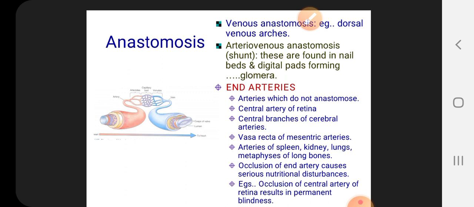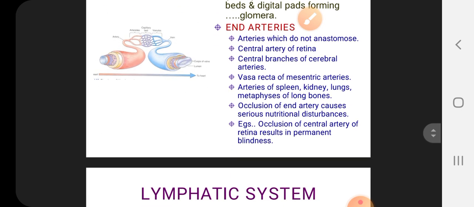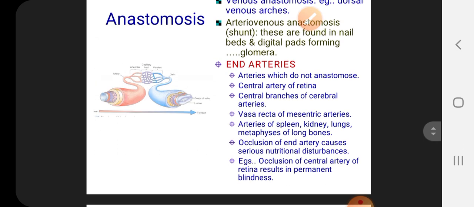This is about anastomosis and collateral circulation. Both may come as short notes, that is for 5 marks. Next we will go to what are called end arteries. The name itself indicates the point where the arteries end. There is no adjacent communication between the arteries. End arteries do not anastomose with any other arteries in the neighborhood.